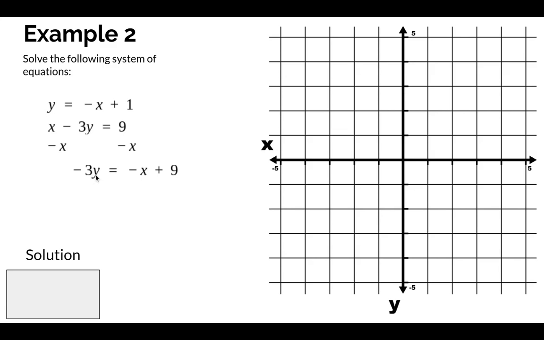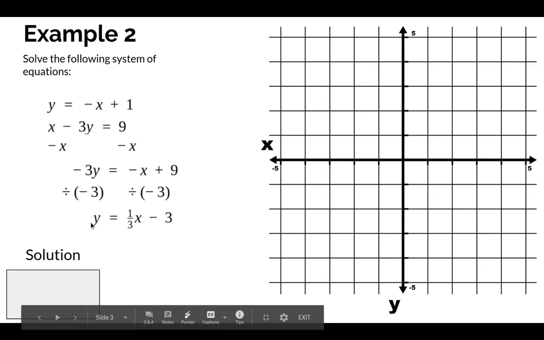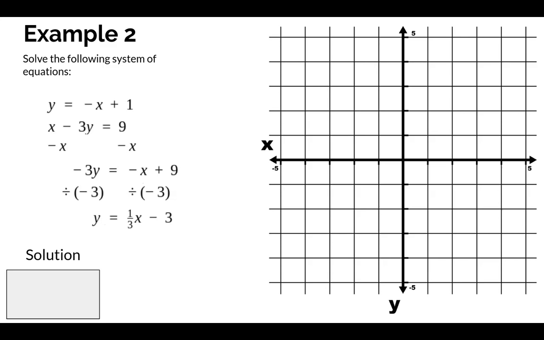The next thing we want to do is get y by itself, so we have to get rid of the times negative 3, so we divide by negative 3 on both sides. On the left-hand side, negative 3 divided by negative 3 is 1, and 1 times y is y. On the right-hand side, this is kind of using the distributive property. We distribute the divide by negative 3 to the negative 1x and to the positive 9. Negative 1 divided by negative 3, the negatives cancel, and we get 1/3. Positive 9 divided by negative 3 is negative 3. So our slope-intercept form, when we solve for y, is y equals 1/3 x minus 3.